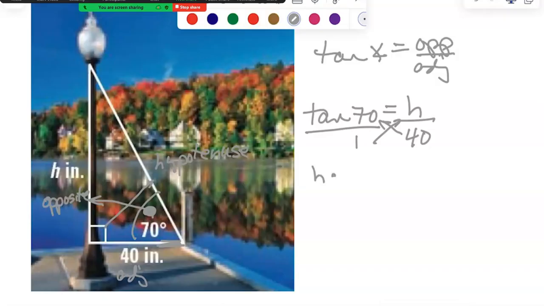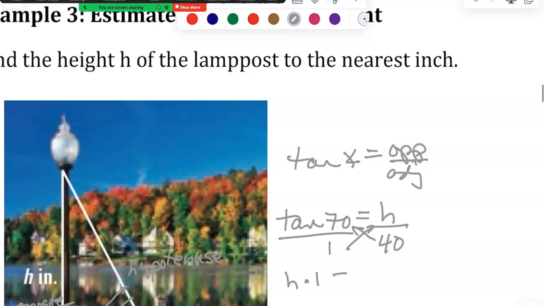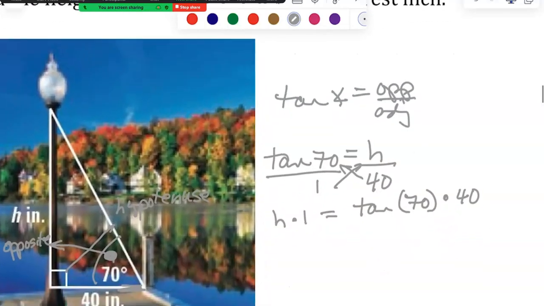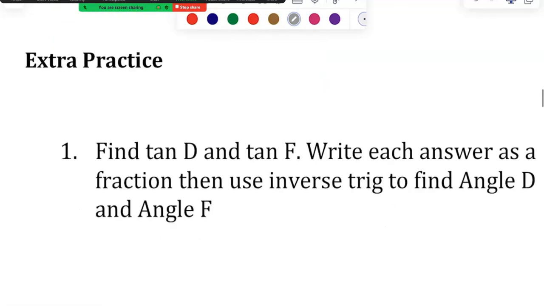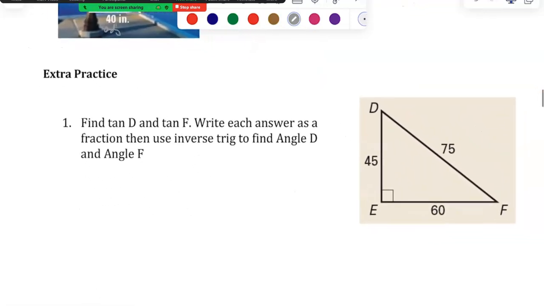So h times 1 equals tan 70. Make sure you have this in parentheses. Times 40. If you do this operation in your calculator, you will get the h, which is the height, and you should be getting 109.9, and my units are inches. Okay, and we did this in class. Then we had some extra practice.